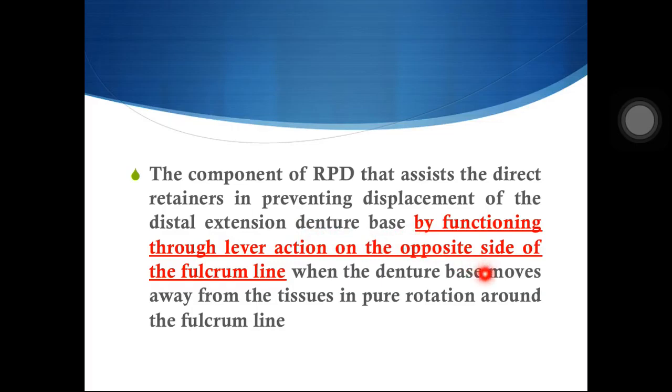Some of the key words of this definition include the distal extension denture base and the pure rotation around the fulcrum line. Now, we all know that distal extension denture bases are basically those dentures which we also classify as Kennedy's class 1 and class 2 dentures, and in some cases class 4 Kennedy's class dentures as well.